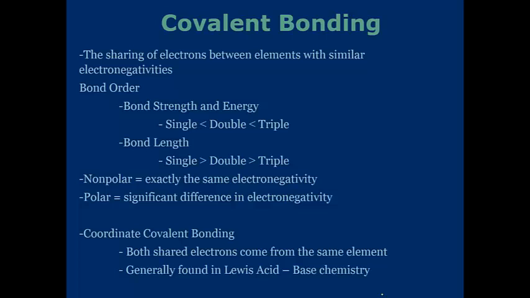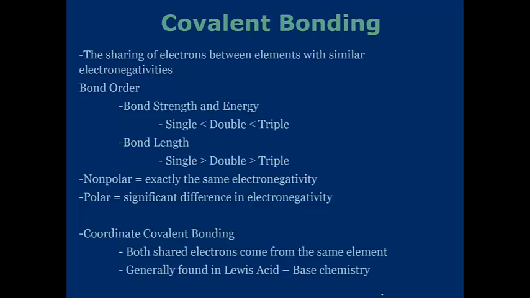Bond length, on the other hand, is the opposite. Single bonds are the longest, whereas triple bonds are the shortest. As you put more bonds in between the elements, they get closer and closer together. They also become more rigid as there are more bonds added.